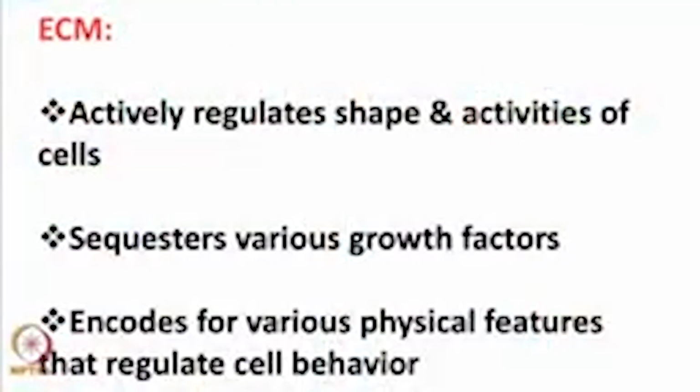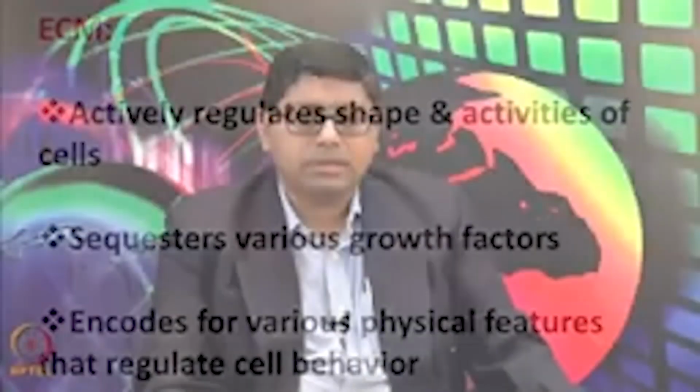So, what are some of the functions of extracellular matrix? The ECM actively regulates shape and activities of the cells. It sequesters various growth factors. As I said, some of these growth factors are actually cross-linked into the matrix. So, you need signals by other cells to actually cleave the growth factors and release them and then activate them. And ECM encodes for various physical features that regulate cell behavior.